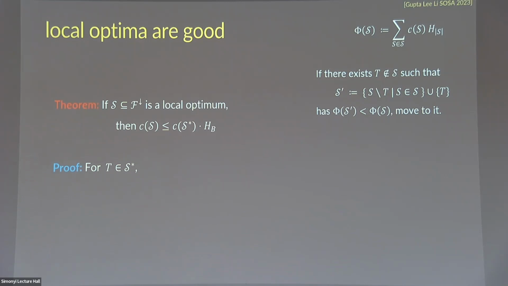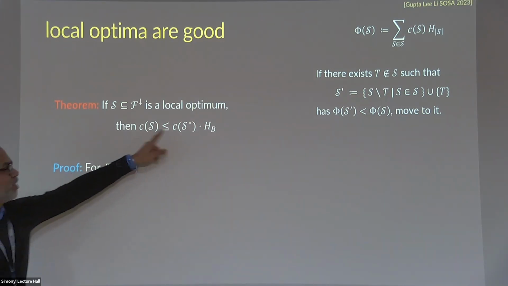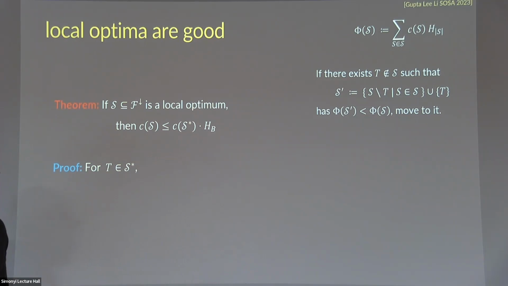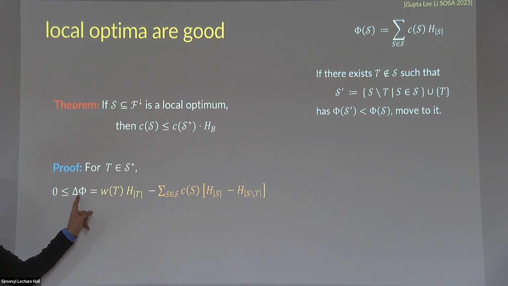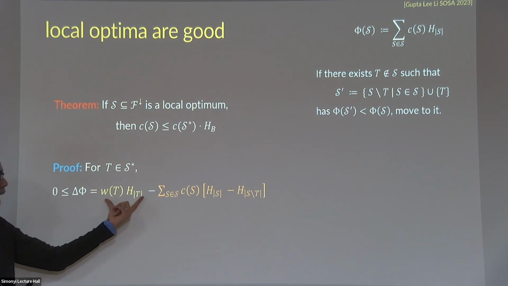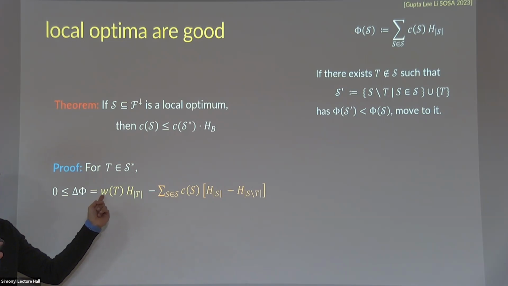Okay. So here's what I want. I want to compare my solution to opt. One thing I know is that for every set in the optimal solution, adding it cannot improve my cost. Maybe it'll keep the cost the same, but it's not going to improve my cost. Oh, sorry, improve my potential. So let's look at the change in potential. It must not improve. What is the change in potential? Adding T increases, there should be C of T, cost of T, not weight.